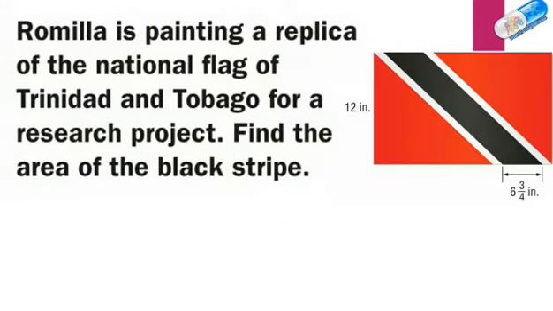Last example. Romila is painting a replica of the national flag of Trinidad and Tobago for a research project. Find the area of the black stripe. Look at this flag. In this flag we have a black stripe here, and this black stripe is in the form or in the shape of a parallelogram, as you see. You are given some dimensions here. You're given here 6 3/4, and here you are given 12.